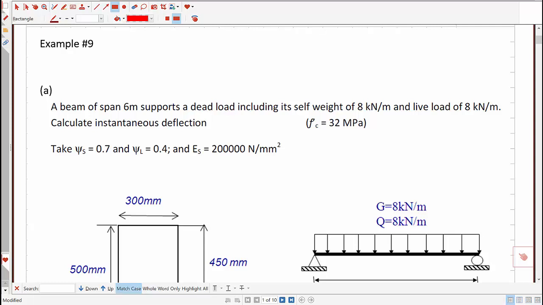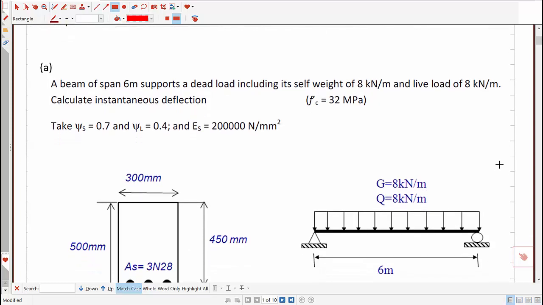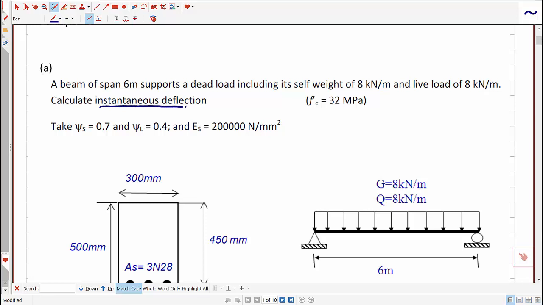In example 9, we are given a simple supported beam as seen here. It is spanning 6 meter and it is carrying a dead load of 8 kilonewton per meter, which includes the self weight, and the live load of 8 kilonewton per meter as well. And we need to calculate instantaneous deflection. That means the deflection that happens immediately after the load is being applied. That is like a short-term deflection, delta S, we need to find out.